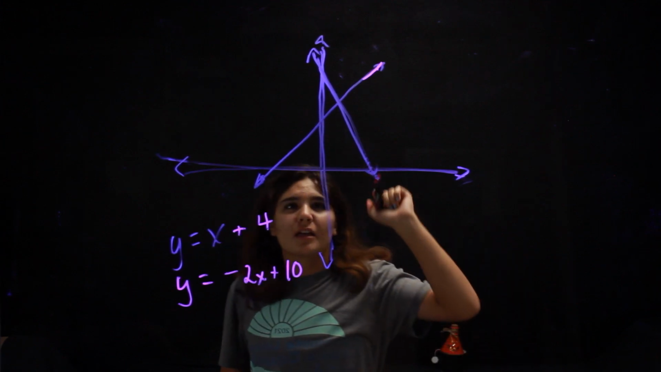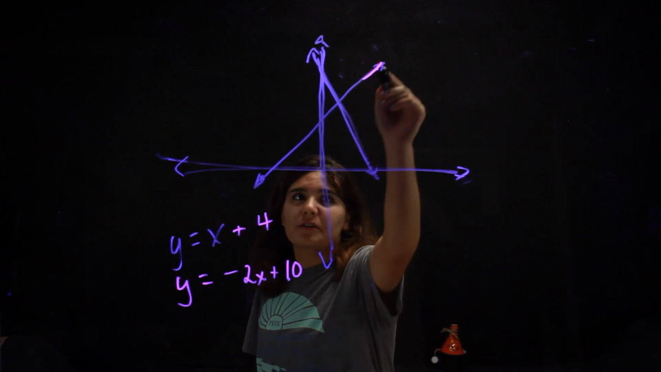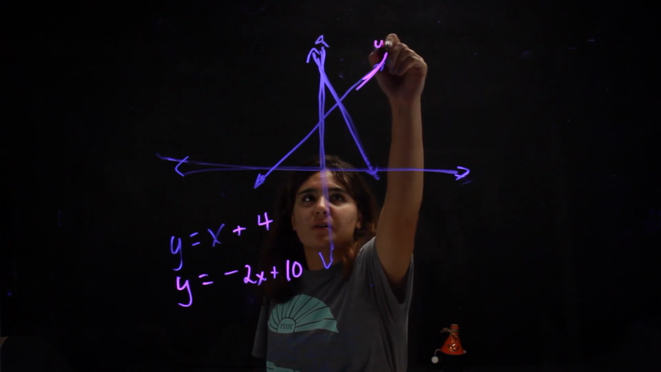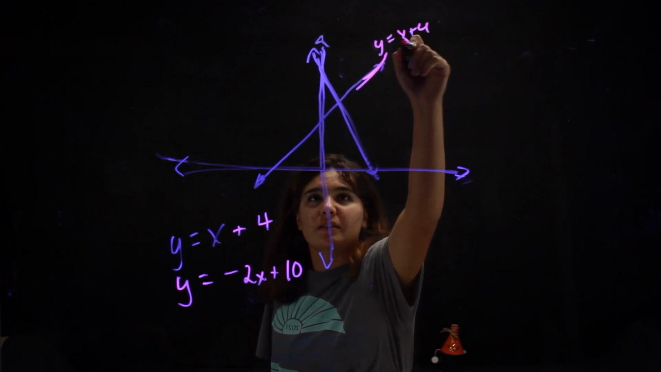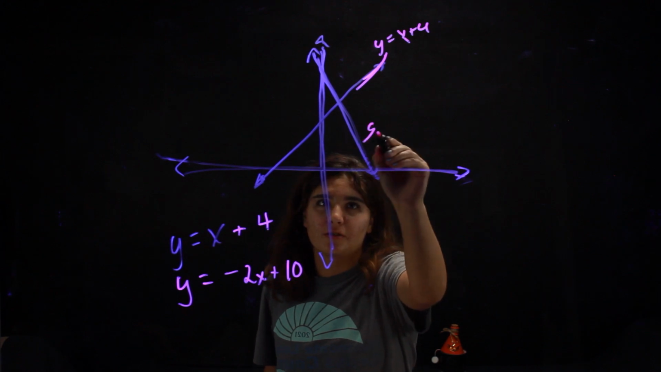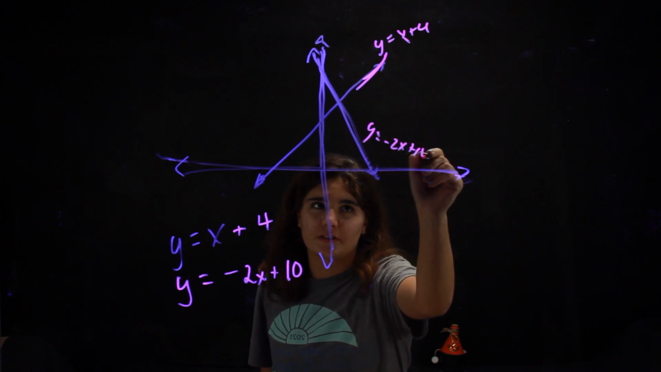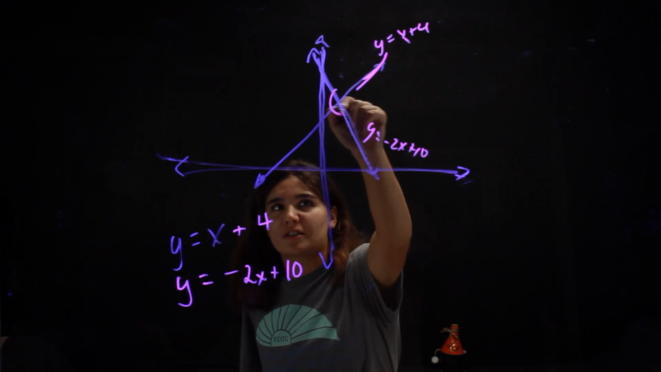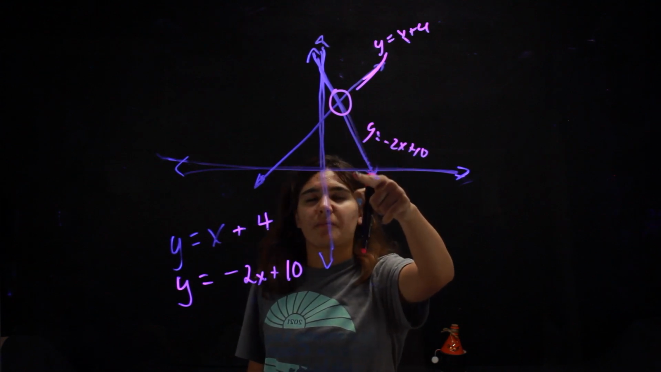So this line right here is y is equal to x plus 4, and then this one here is y is equal to negative 2x plus 10. And you can see that they intersect at that point right there.